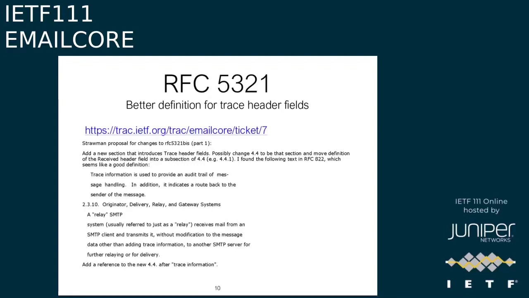So basically, I suggest that the current definition in section 4.4 is moved to a subsection, and there is an introductory definition of trace header fields. I found this text from RFC 822, which you can see on the screen. I mean, we can improve on this, but I think it's probably pretty close to what we want to have.